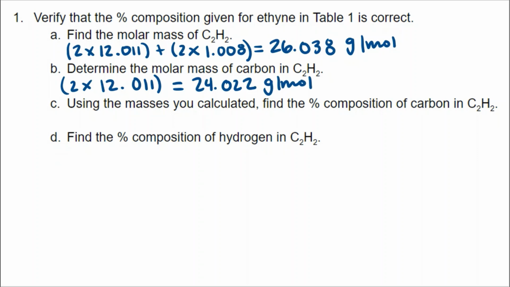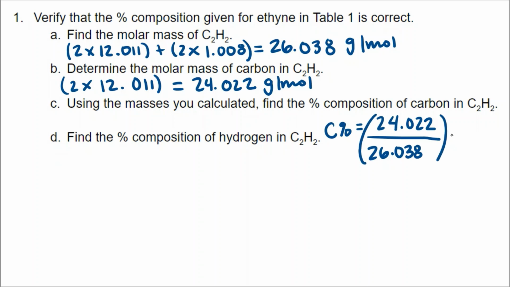So in order to find the percent composition of carbon, we're going to take the mass of the carbon in the compound, which we found in B, and divide that by the mass of the entire compound. And then we need to multiply that by 100%. So when I solve that, I get 92.26%.